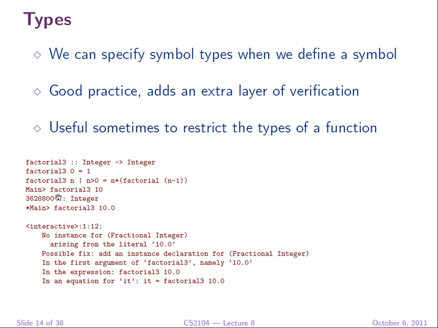So now, if I apply factorial 3 to 10, I'm going to get the usual result. But if I apply it to 10.0, I'm going to get an error. Okay? The error is quite verbose because it's trying to tell us how the error could be fixed, but essentially it's an error. So the program did not compile. It's a compile error. All right?